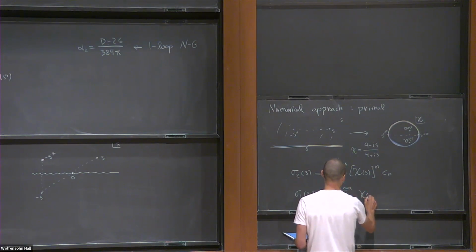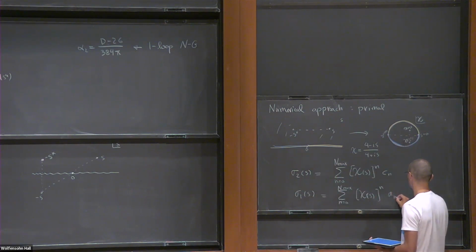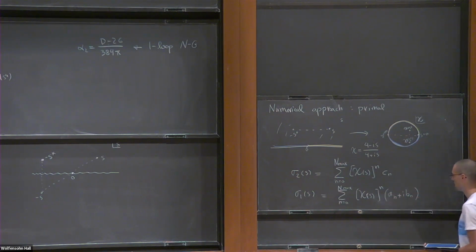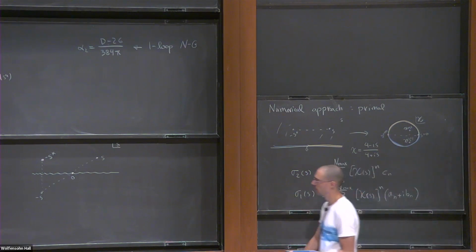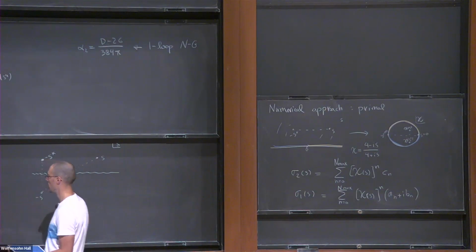The difference is that now sigma 1 doesn't have this real analyticity. So here you can put complex coefficients. I'll write an and bn, so they are all real. And then, of course, sigma 3 is obtained from sigma 1 using this. It's not independent. Okay, I'll just use that form.